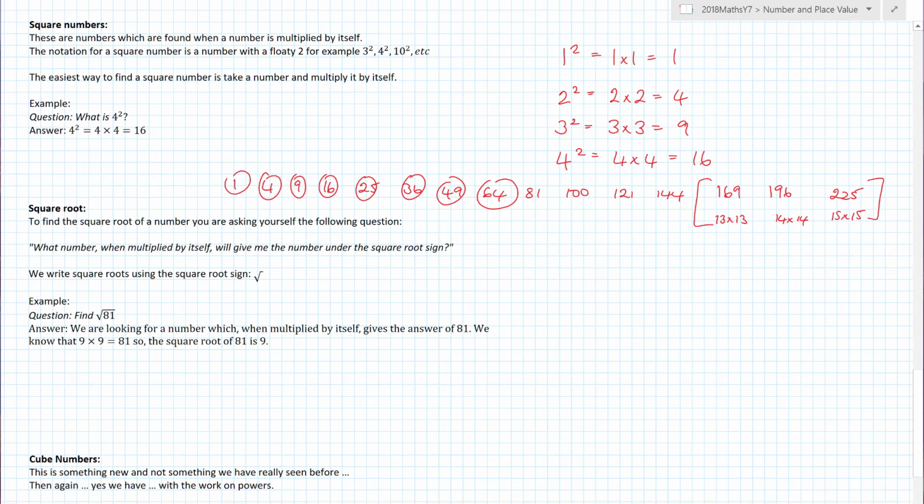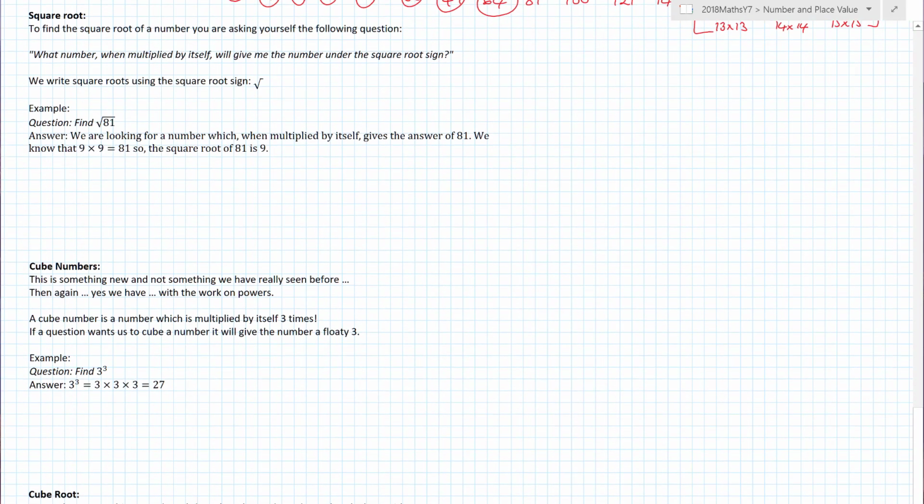So, knowing what a square number is, what is a square root? Well, as I say there, to find the square root of a number, you're asking yourself the following question. What number, when multiplied by itself, hold on a moment, that sounds like a square number. Oh my goodness gracious me, yes! Because a square root is the opposite of a square number. So if we know what number multiplies by itself, we can find its square root. And as we can see here, our square root is written like that. It has its own little symbol.